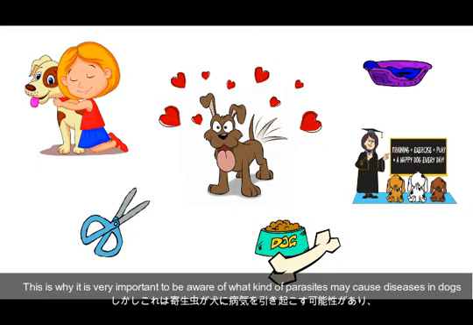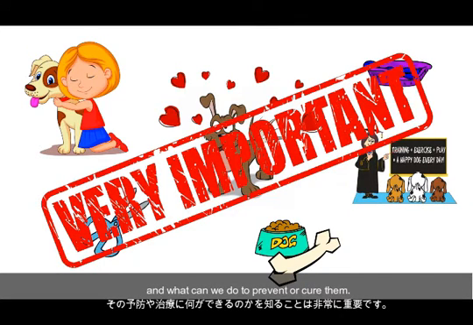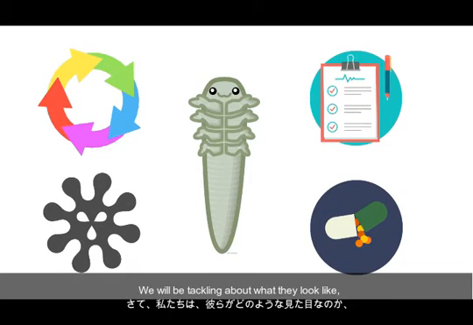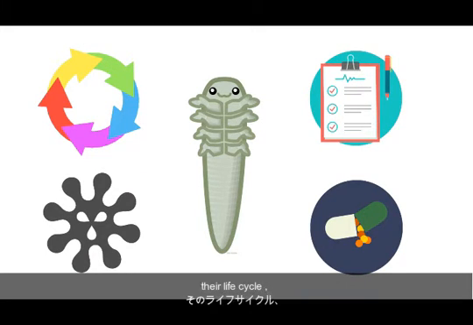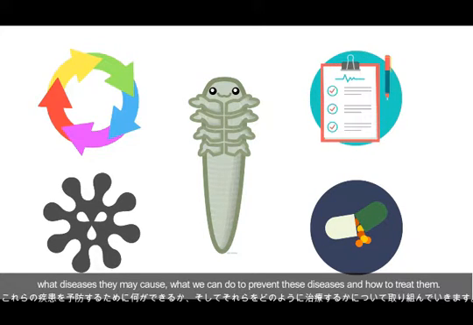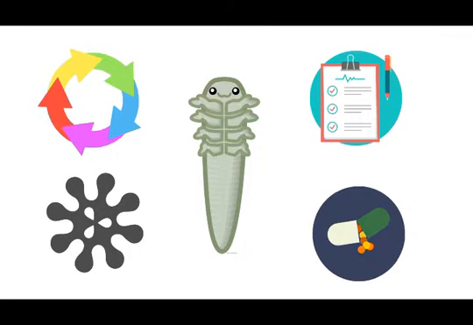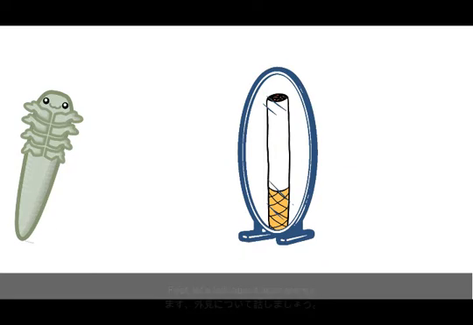This is why it is very important to be aware of what kind of parasites may cause diseases in dogs and what we can do to prevent or cure them. We will be tackling what they look like, their life cycle, how to diagnose them, what diseases they may cause, what we can do to prevent these diseases, and how to treat them. First, let's talk about appearance.